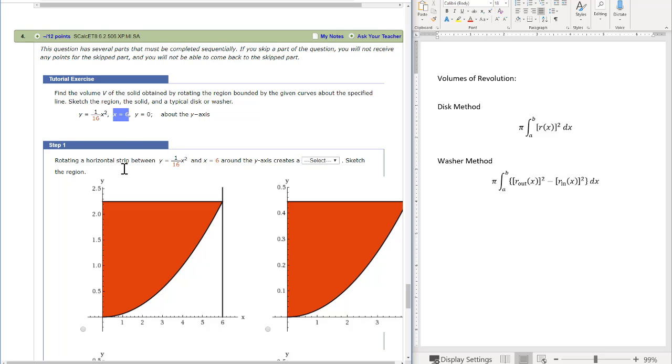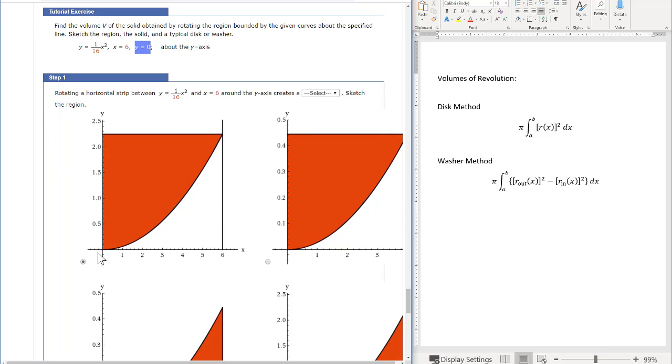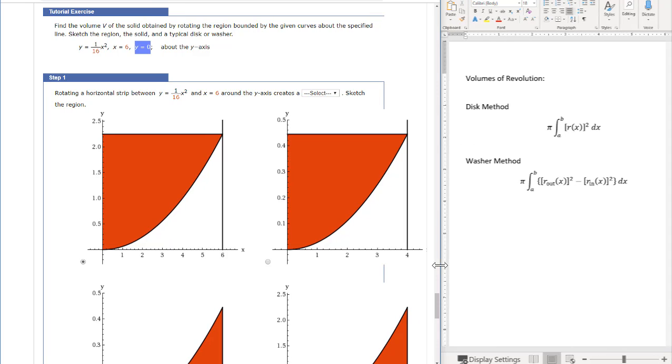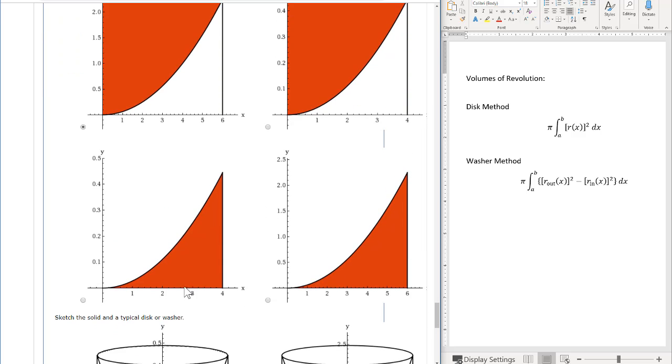X is equal to 6 is a vertical line that passes through 6, and y is equal to 0 is the x-axis. So we have a parabola, the x-axis, and x is equal to 6. This one uses x is equal to 0 as a boundary, but that's not one of our boundaries. And I think the same thing is happening for the second choice here, except it goes to 4 only. This one x is equal to 4, this one x is equal to 6. So it looks like this is going to be the best candidate for our choices.